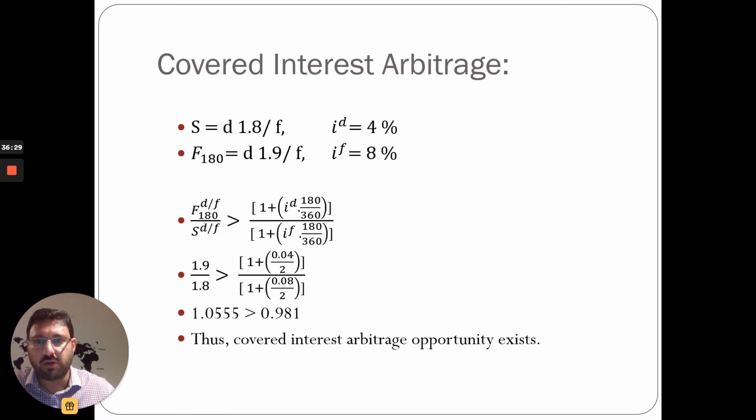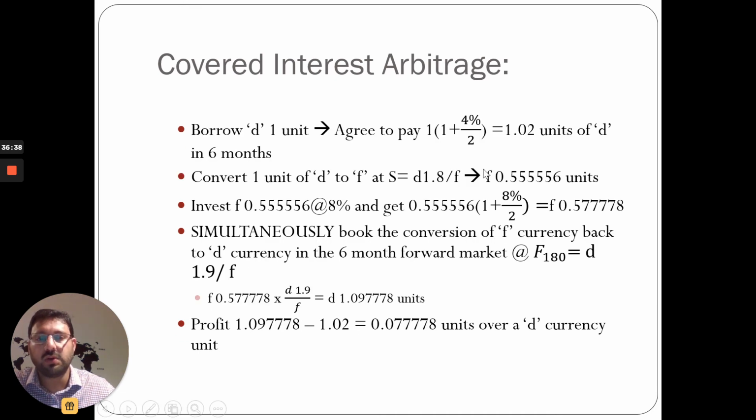So this is the spot rate, right? This is 1.8 domestic units per unit of the F currency. So in doing so, you will get 0.555556 unit of F currency.